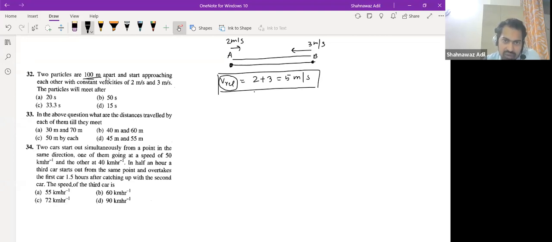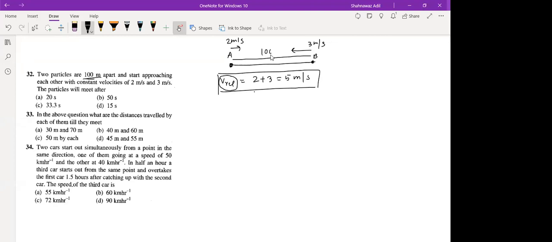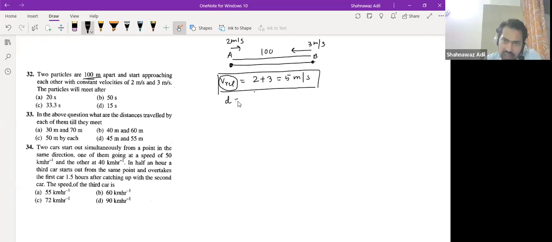100 meters, right? Yes, sir. So the distance is 100 meters, right? So what would be the time?